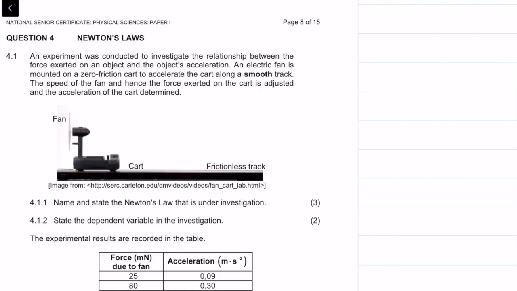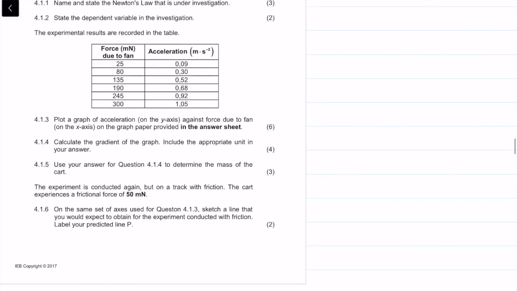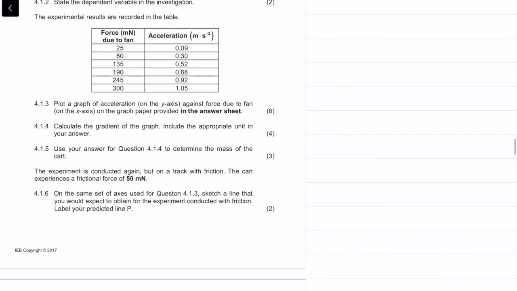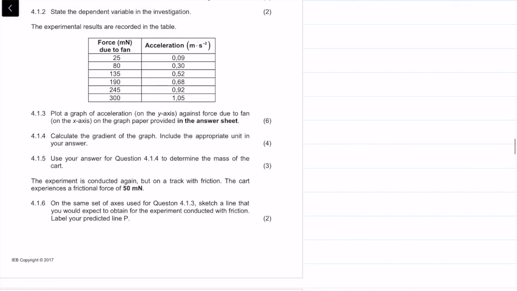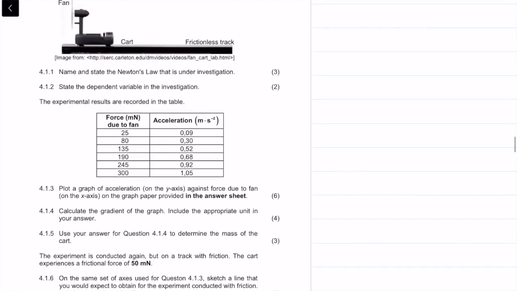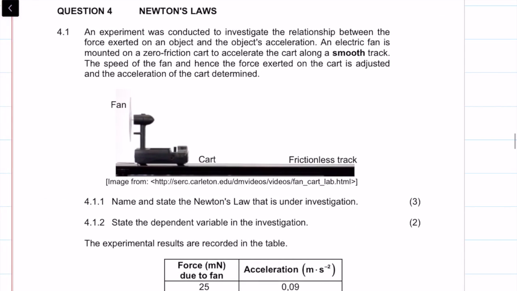We're going over question 4 of the 2017 supplementary exam, which covers Newton's laws. Okay, so this is a graph question. Maybe I'll skip this and just do from 4.2. I don't like to do these graph questions because I can't draw one accurately without a graph paper sheet. Okay, let me just explain how to do this question then.